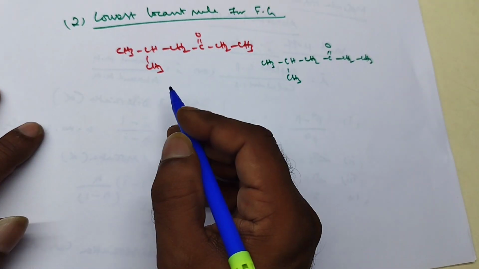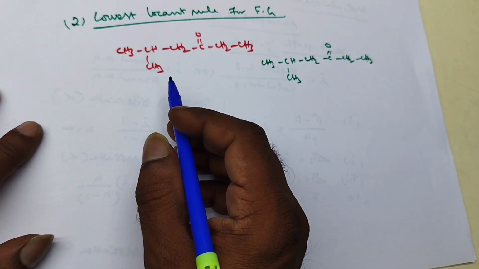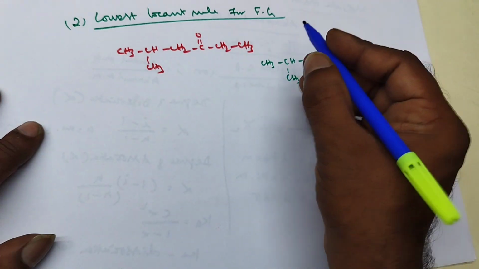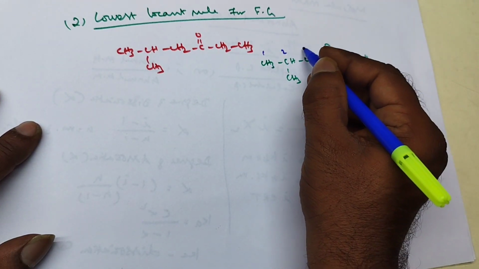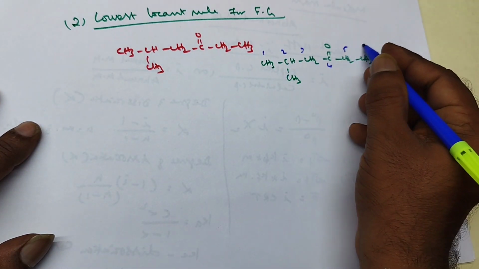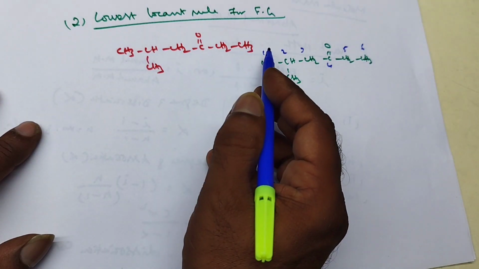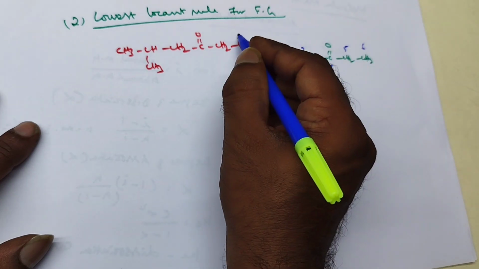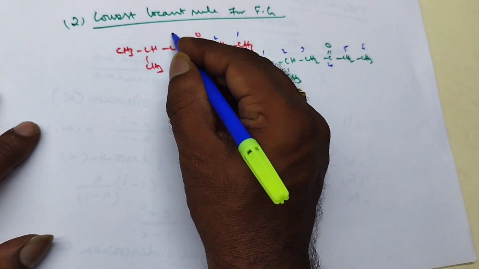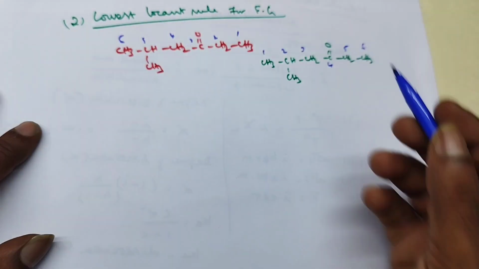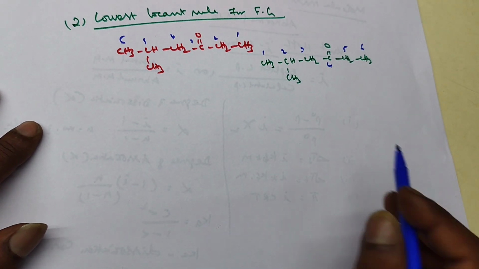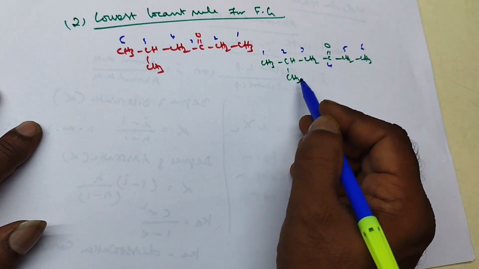So for these two compounds, on which side do we have to start numbering the carbon atoms? If you start from here, 1, 2, 3, 4, 5, 6, so 6 is the maximum number of carbon atoms. Here also 1, 2, 3, 4, 5, 6. So if you start numbering from here, 1, 2, 3, 4, 5, 6, the rule says the nearest branching side starts here.